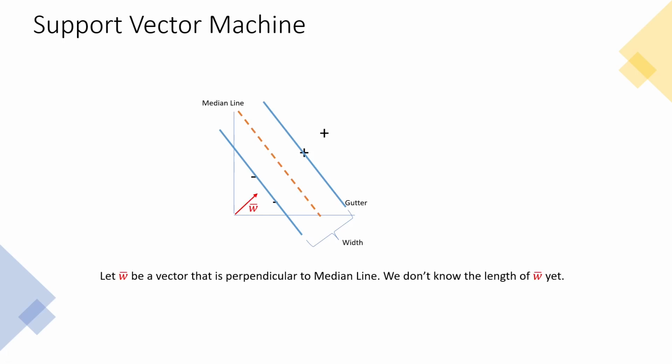So to start with, let w be a vector that's perpendicular to the median line. Okay, if this was long enough, this vector would be perpendicular to this line. This is any vector perpendicular to the median line. We don't know its length yet, and it's important to know its length. That's something we will try to find out, but for now we just know this is perpendicular to the median line.